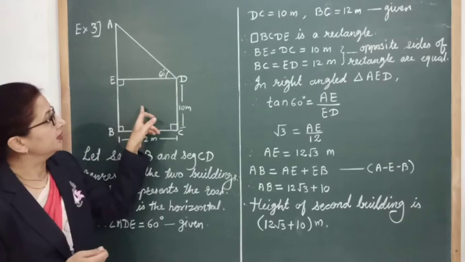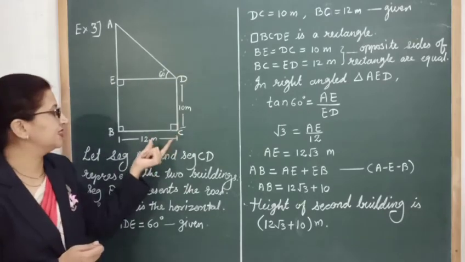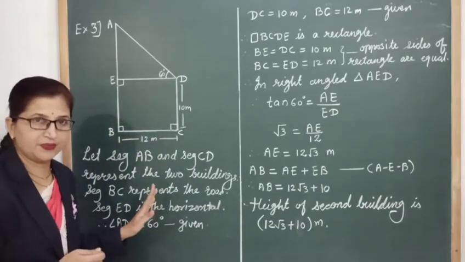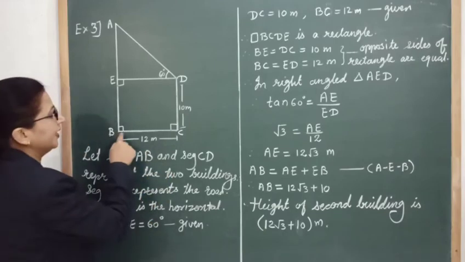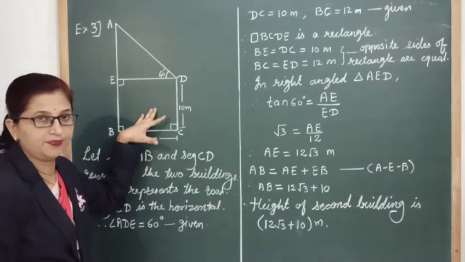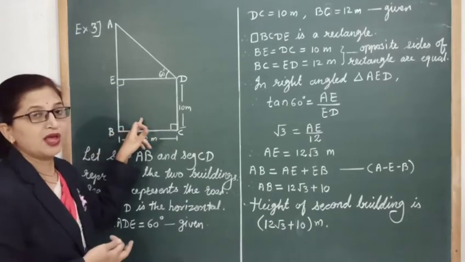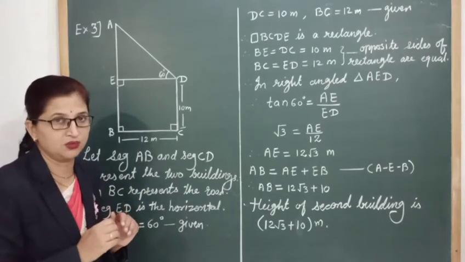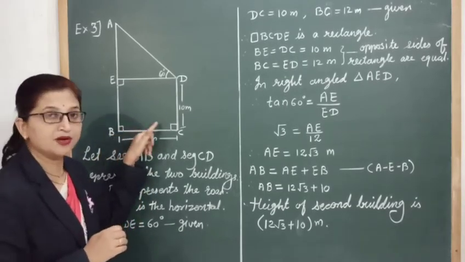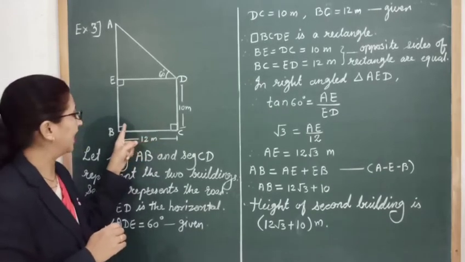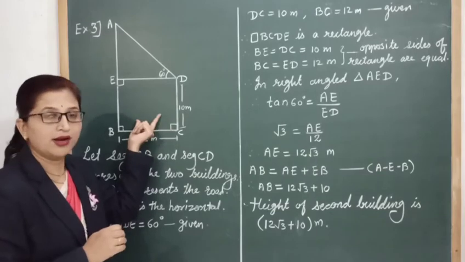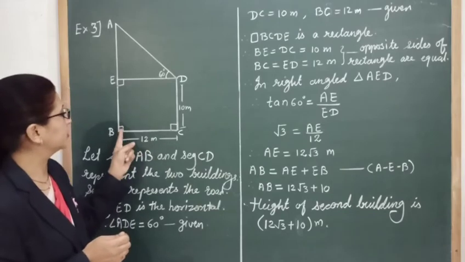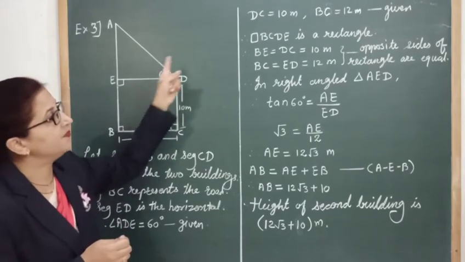So here, this DC is 10 meter, BC is 12 meter, which is given, and this angle ADE is equal to 60 degree. Now, this quadrilateral BCDE is a rectangle. Why is it a rectangle? As we know, buildings, towers, trees, lighthouses, these things we have to consider as perpendicular to the ground. So these both are perpendicular to the ground. It means that angle B and angle C are 90 degrees. The quadrilateral whose adjacent angles are 90 degrees is a rectangle. So that's why this quadrilateral BCDE is a rectangle.